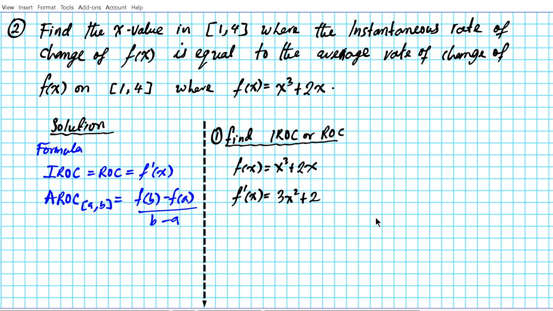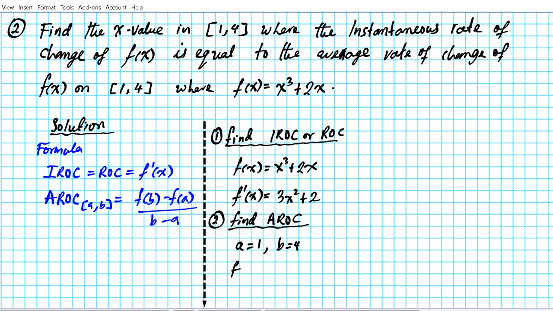Alrighty, so we're done finding the rate of change. Step 2, we're going to find the average rate of change. Okay, so remember the rate of change is the slope of the tangent line, the SOT. But the average rate of change is the slope of the secant line. So that's what we're doing right now, all right? So we want to find the average rate of change on that interval. So we have the interval 1, 4. The smaller of the two is a, which is 1, and then b is 4.